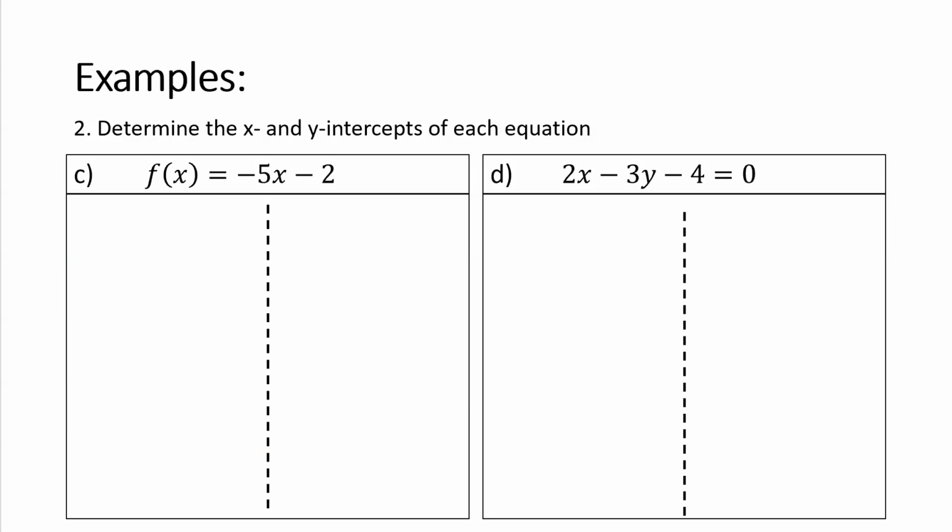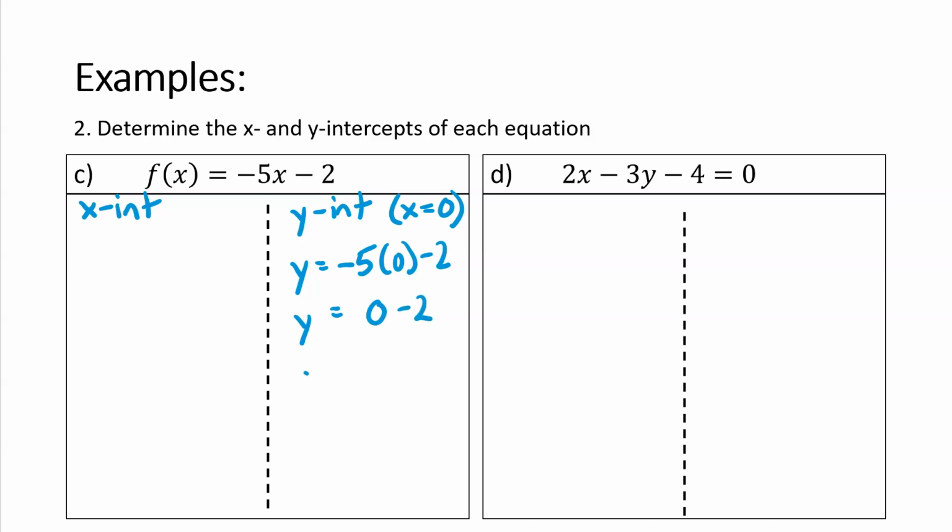Next couple of examples, same sort of thing. We'll solve for x-intercepts and y-intercepts. Let's do the y first. Again, the y-intercept happens when x equals 0. So we'll take our function, f of x or y, and that equals negative 5 times 0 minus 2. So y equals 0 minus 2, or y equals negative 2. Your y-intercept is y equals negative 2, or as an ordered pair, that is 0, negative 2.